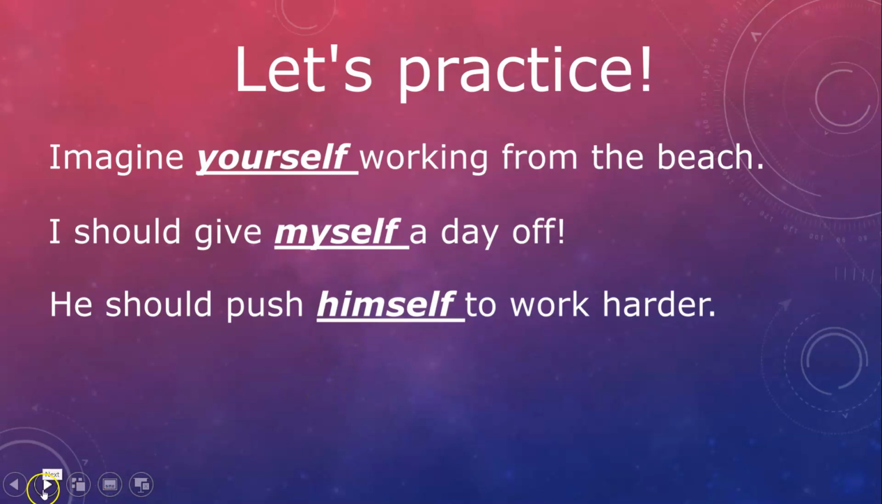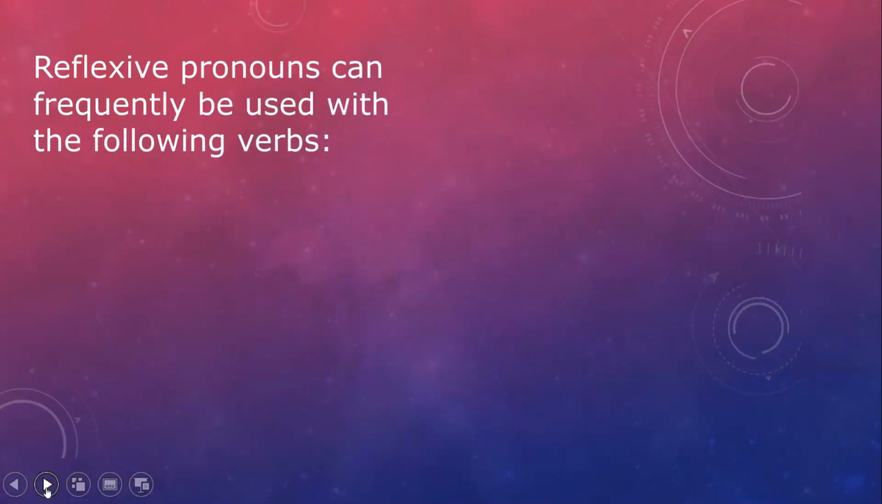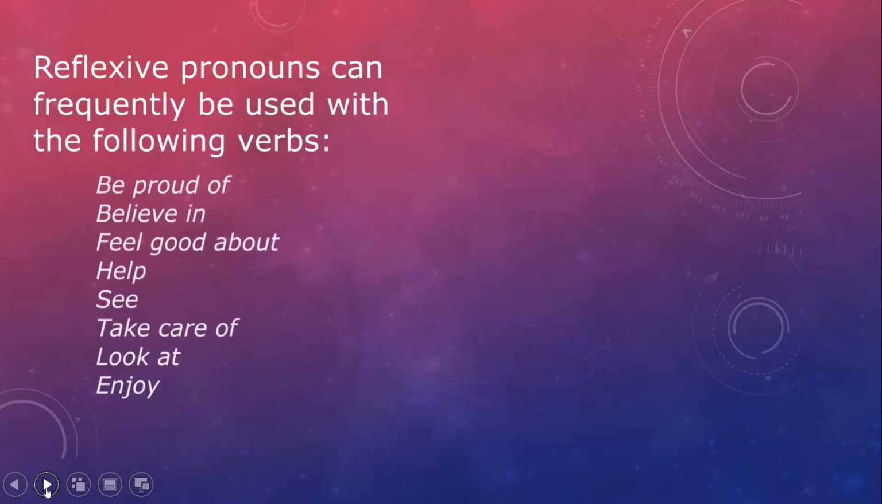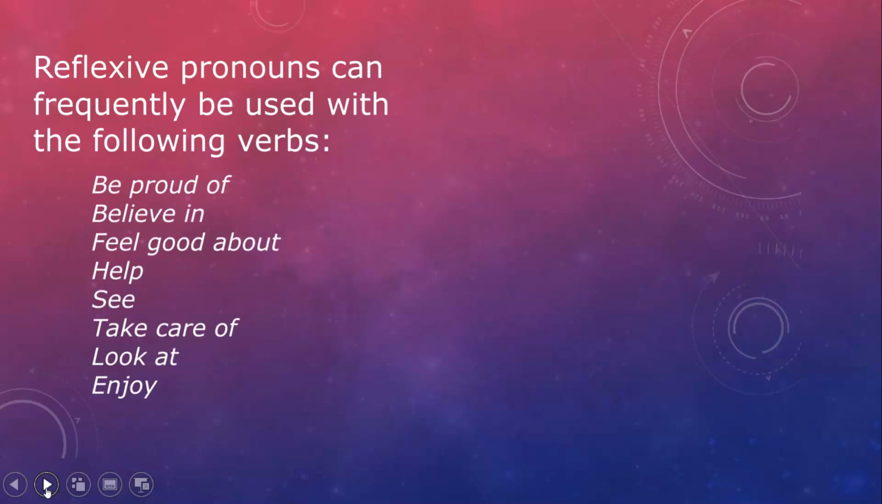Okay? So let's move on to the next slide to see another usage of reflexive pronouns. Reflexive pronouns can frequently be used with the following verbs. Be proud of. For example, I should be proud of myself. Believe in. She should believe in herself more often. Feel good about. They should feel good about themselves. Help. See. Take care of. Look at. And enjoy. So these are some of the verbs that frequently occur with the reflexive pronouns.